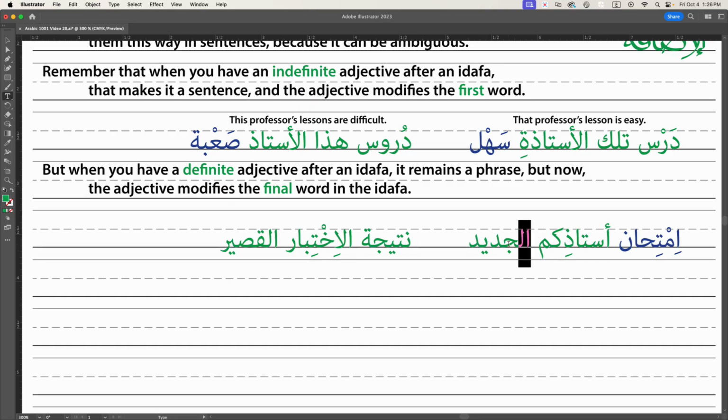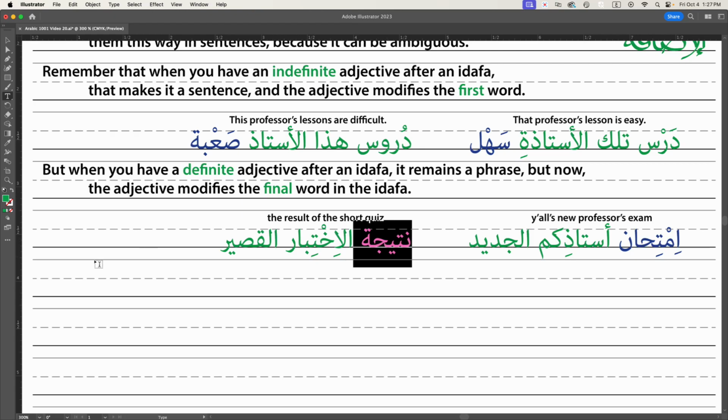And then the rule is that the adjective now refers to the final word in the idafa. So the test isn't the thing that's new here. The professor is the thing that's new. And again, this can be a little bit ambiguous for new learners and non-native speakers. You'll catch up on it as you go, but as I'm going to show you, it's going to sometimes just stay ambiguous, and you're going to have a hard time figuring out what is the actual thing going on here. This is one of the real challenges of learning basic Arabic. Most of the time, idafas are easy to use, but sometimes native speakers will be a little bit fast and loose with the rules. So the test of y'all's professor, the new, or y'all's new professor's exam.